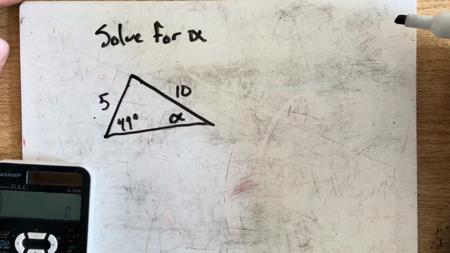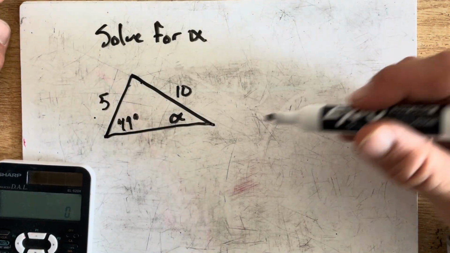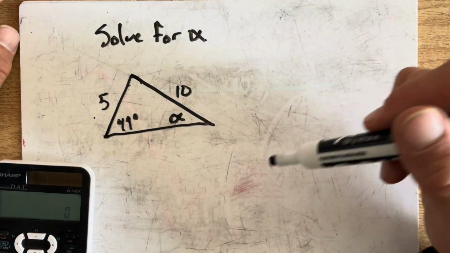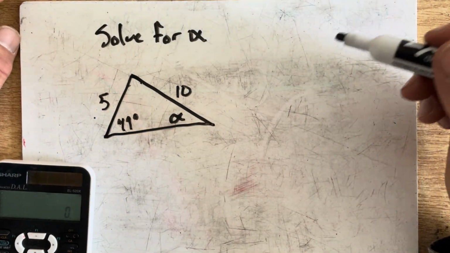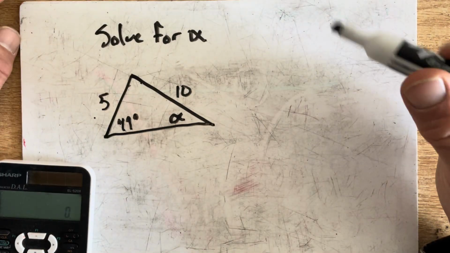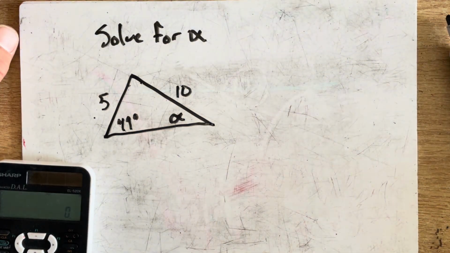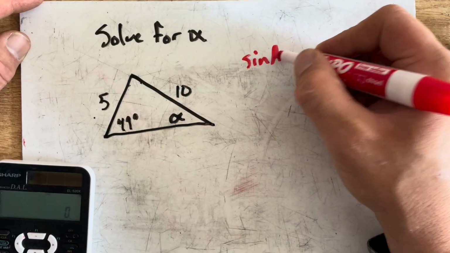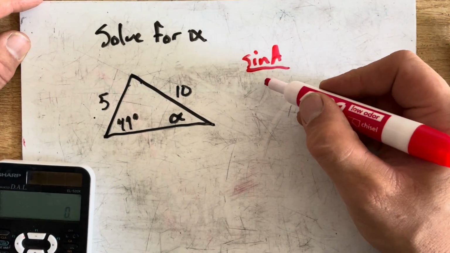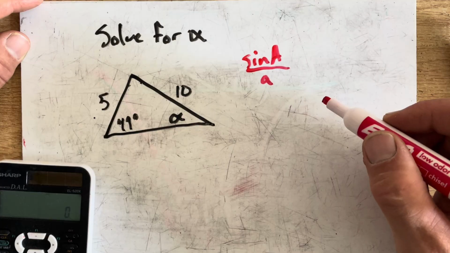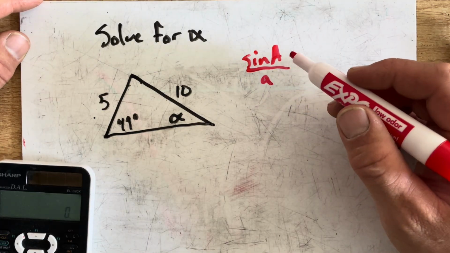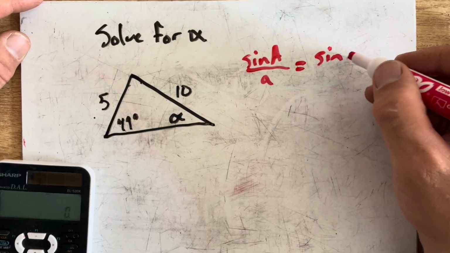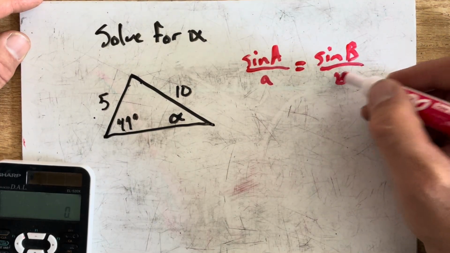So a couple of quick ways to check: we could use the Pythagorean theorem, or we could use right triangle trigonometry to see if any of these ratios make sense. But instead of that, if we're just asked to solve for alpha, we can go ahead and use our sine law. The law of sines relates the sine of an angle to the length of the side across the triangle from it. So we have the sine of some angle to the length across, and that ratio should be the same regardless of which angle you're looking at.